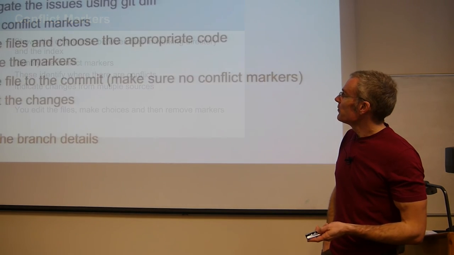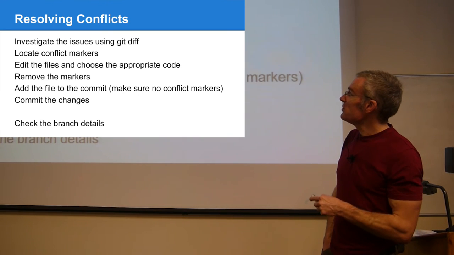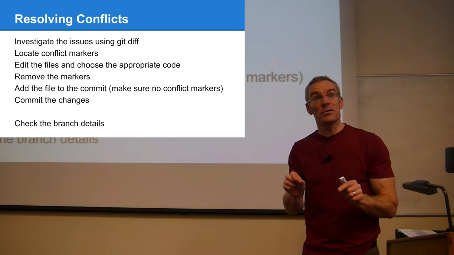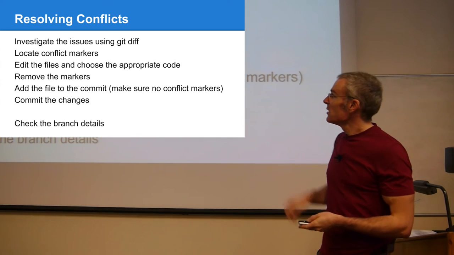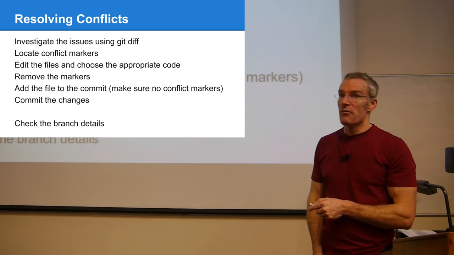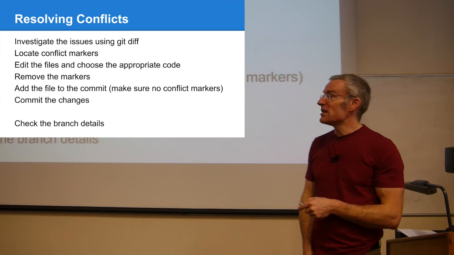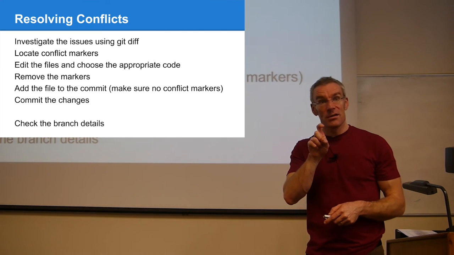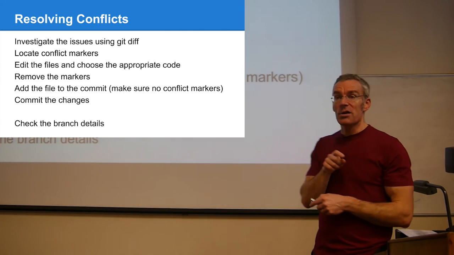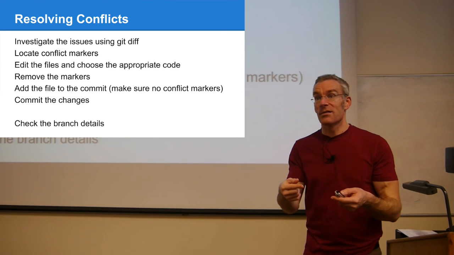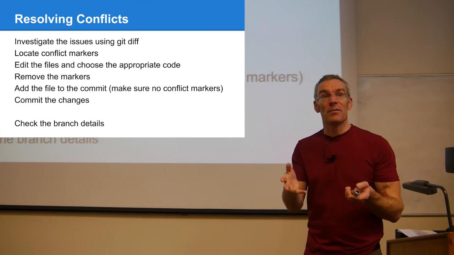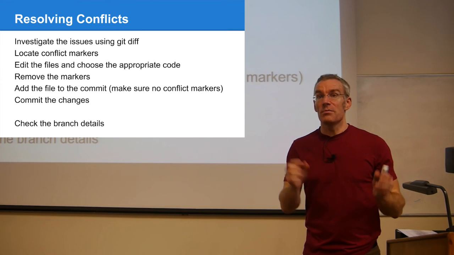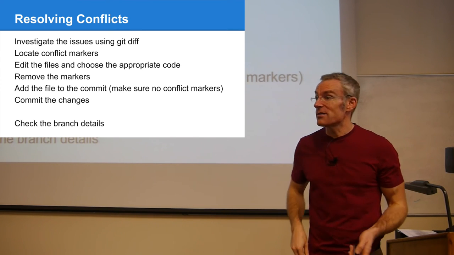So for example, you investigate the issues, git diff is useful. Git diff basically flags up what the differences are between the files so you can see where the lines are. You locate the conflict markers, and they're pretty obvious to spot. They're really clear. Edit the files, remove the markers. If you forget to remove the markers, they become part of the commit, because it's just text in your file. So you must make sure any markers get deleted. Otherwise, you'll end up with markers as part of your commit.